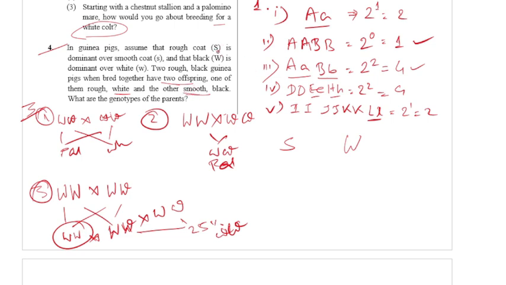So both the parents will be capital S small s and capital W small w. Only a heterozygous condition can give birth to a recessive offspring. And what are the genotypes of the parents? This is the genotype of both parents: capital S, small s, capital W, small w. Right?